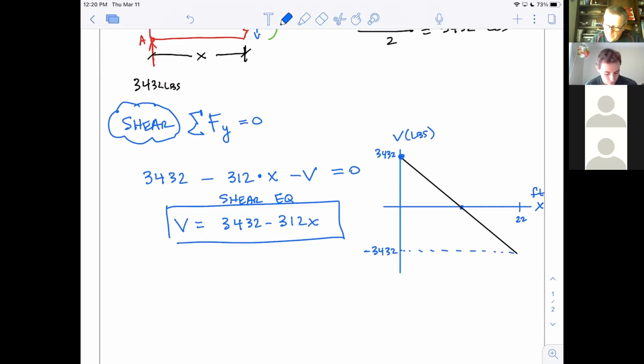And I have the key answers to this now. At 11 feet, there's no shear. At 22 feet, there's negative 3432 pounds of shear. There's my shear diagram. Again, the only reason I really drew this is to get Vmax. I'm not going to ask you that. All they'll ask in your assignment is to find the shear diagram, but that's the reason we drew it, which is just a picture of the shear equation.